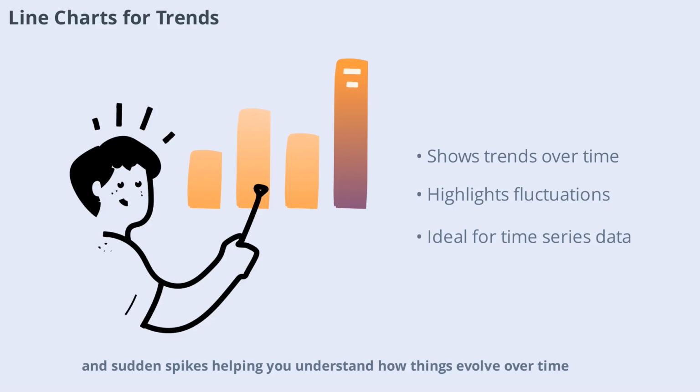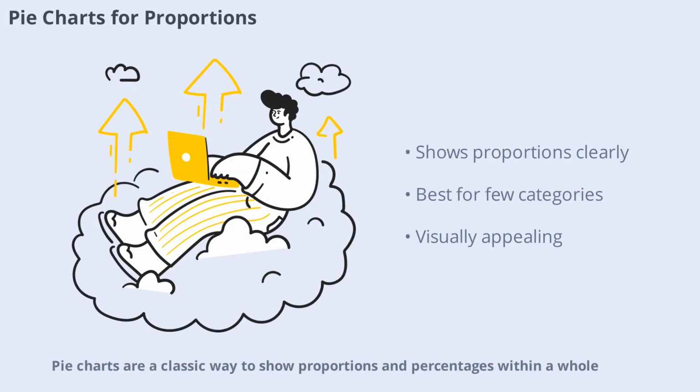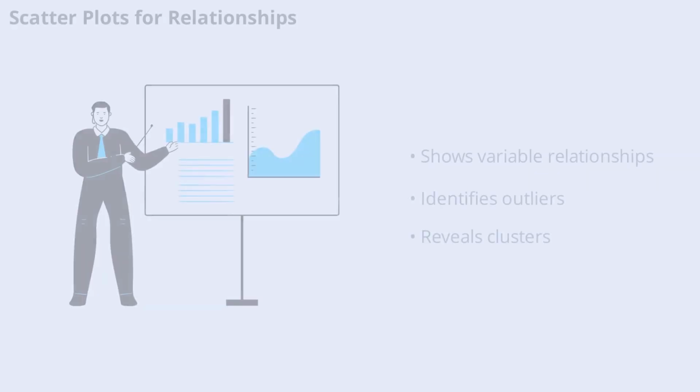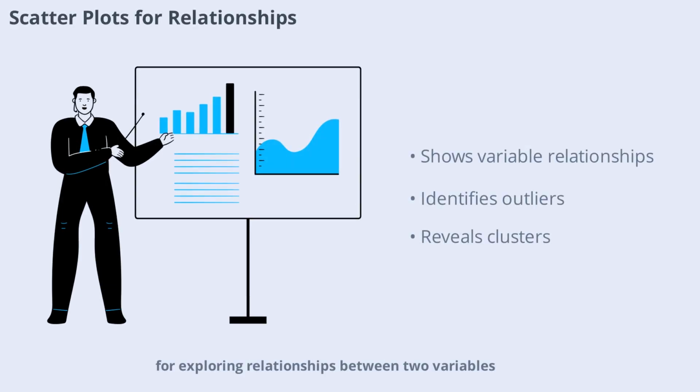Pie charts are a classic way to show proportions and percentages within a whole. Each slice represents a category's contribution, making it easy to see which parts are largest or smallest. While pie charts are visually appealing, they work best with a limited number of categories. Too many slices can make them hard to read, so use them when you want to highlight a few key segments.